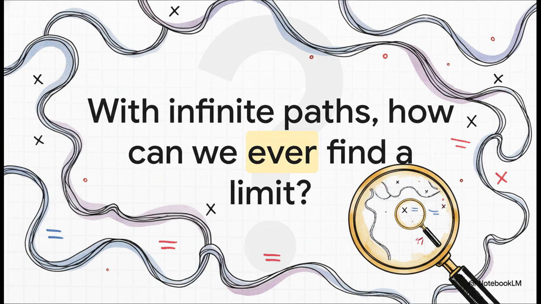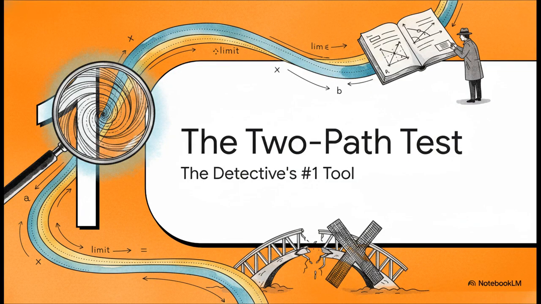Well, turns out that's where our number one investigative tool comes into play. Let me introduce you to the two-path test. Honestly, this is the most powerful technique for any limit detective trying to prove that a limit does not exist. It's clean, it's super efficient, and it is absolutely going to be your new best friend.